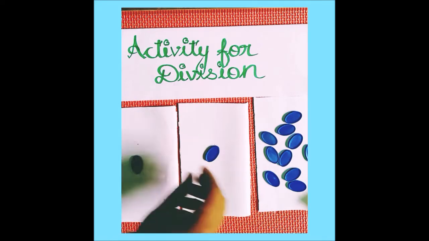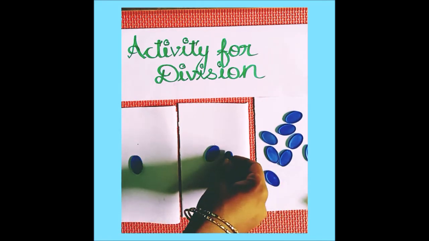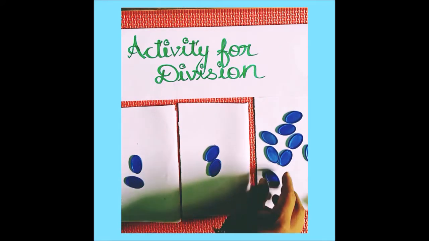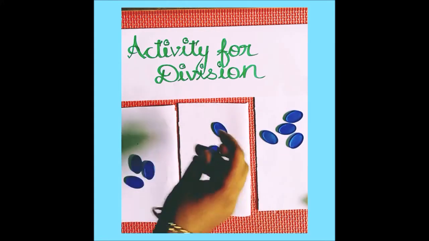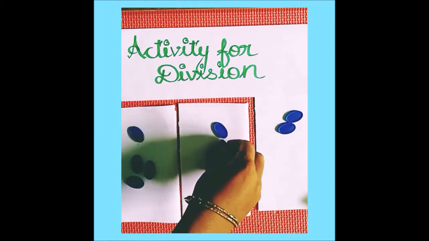So 1, 2. Again take 2 coins. Give 1 to each part. Again take 2 coins. Give 1 to each part. Similarly take 2 coins and give 1 to each part.